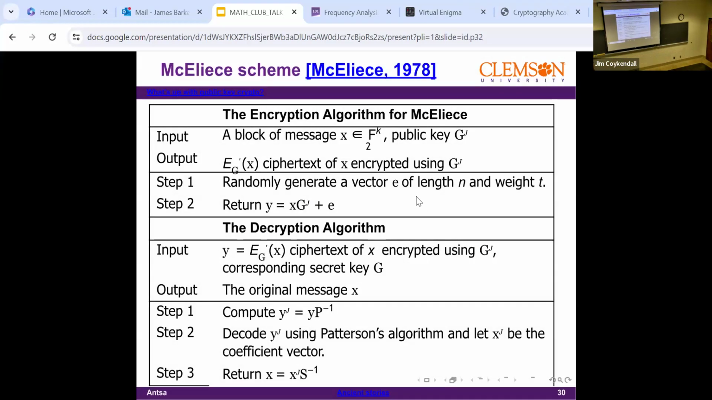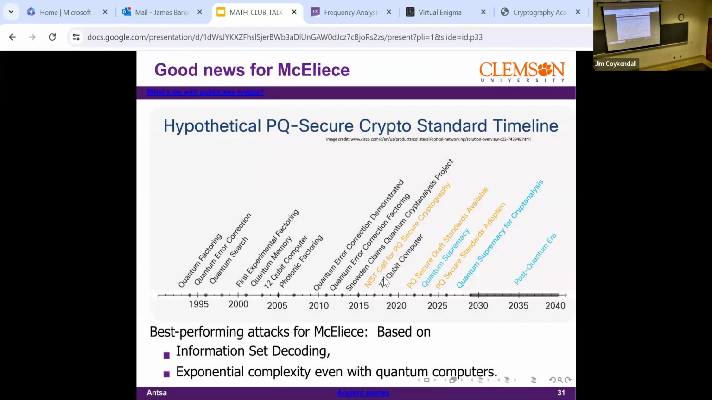So this is how you do encryption and decryption with McEliece. The very big challenge is how to store the key. So there is good news for McEliece, but maybe not really good news for us.